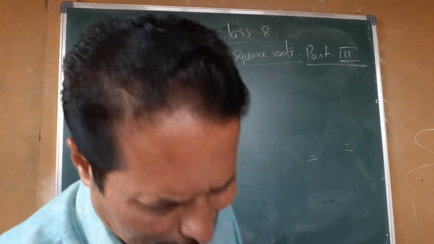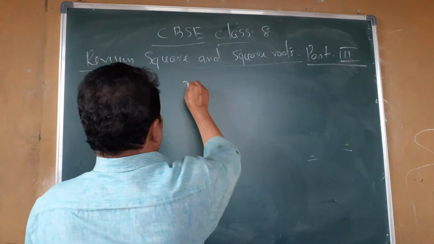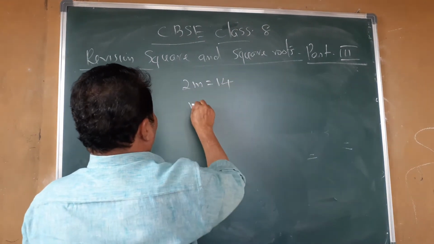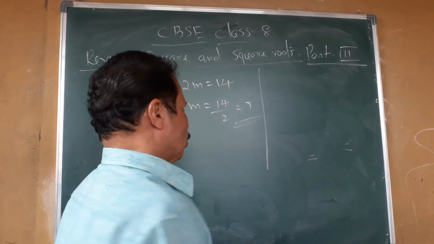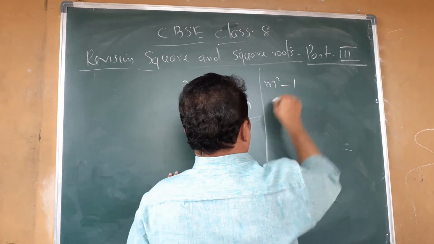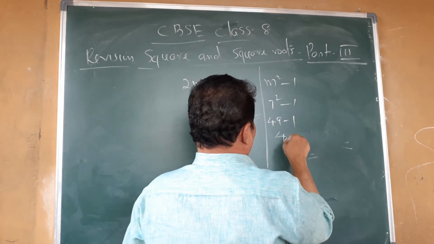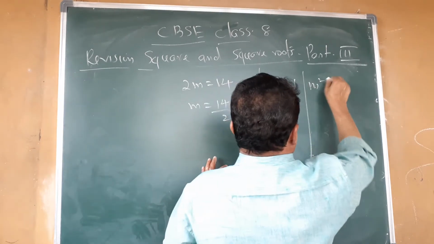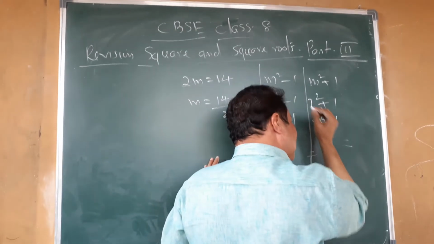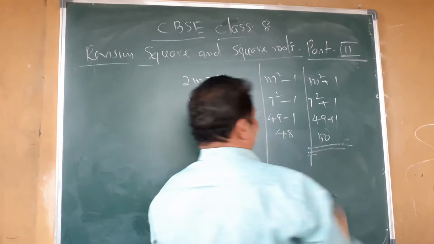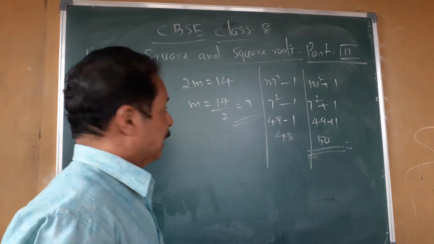Next, write the Pythagorean triplets if one of the numbers is 14. So let us imagine 2m is equal to 14, m is equal to 14 by 2 equal to 7. So the other numbers are m square minus 1, 7 is m, 7 square 49 minus 1 equal to 48. Another number is m square plus 1, 7 square plus 1, 49 plus 1 equal to 50. If it is an even number, that's better.